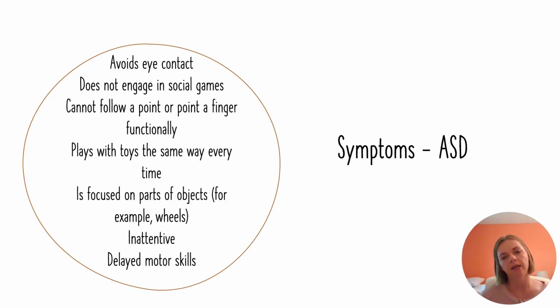Children with autism engage in very telltale behaviors. So a lot of children with an autism diagnosis will engage in these same behaviors across the board. They avoid eye contact. They don't like to engage socially, especially with new people. They can't follow a point. So if you were to point across a room, they can't look then and track what you're pointing at. And they also aren't going to point themselves to get you to look across the room.